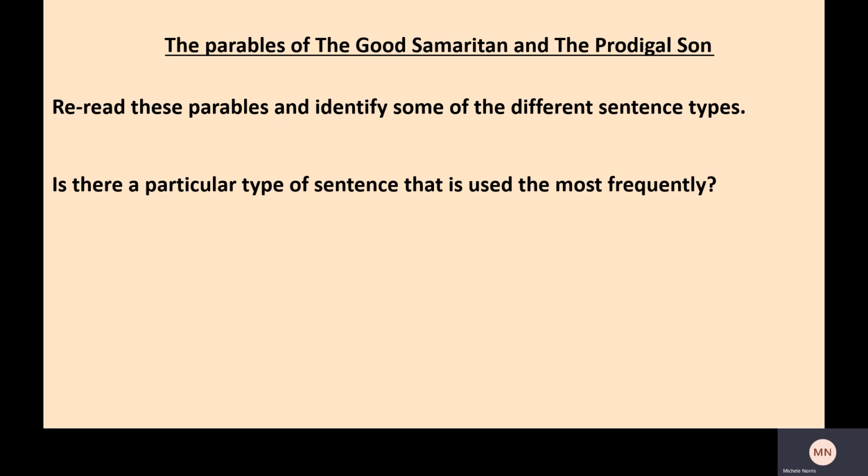Now the next part you're going to do is to reread the parables and try to see if you can identify any of these different sentence types. So have a look through the Good Samaritan and the Prodigal Son and see what you can identify. Is there a particular type of sentence that might be used more frequently? So I'd like you to stop the video now, please, and see if you can find examples of these sentences.